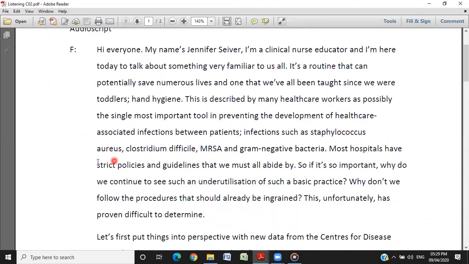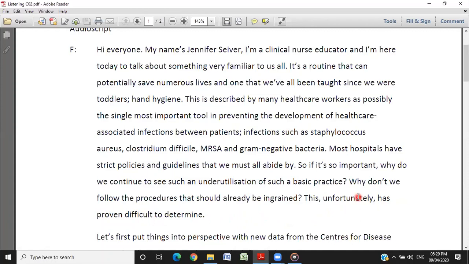It was described as fact that it helps in preventing so many infections. And she clearly said that most hospitals have strict policies, so this helps me to rule out C. There are no variations. The policies are in fact strict, but still we see underutilization. So this was fact. And here you can see this unfortunately has proven difficult to determine.